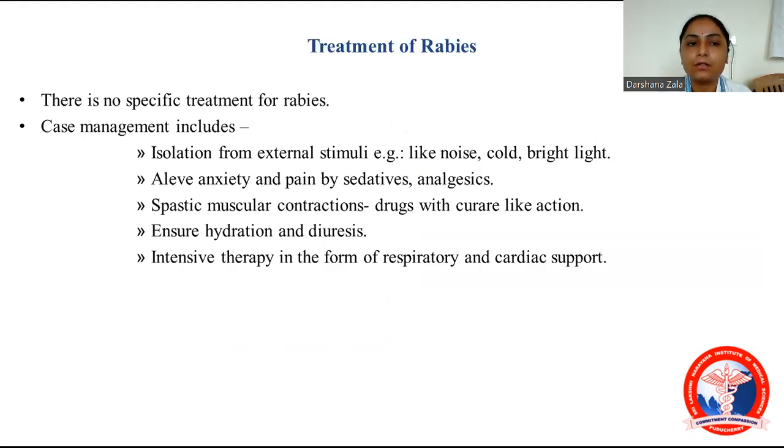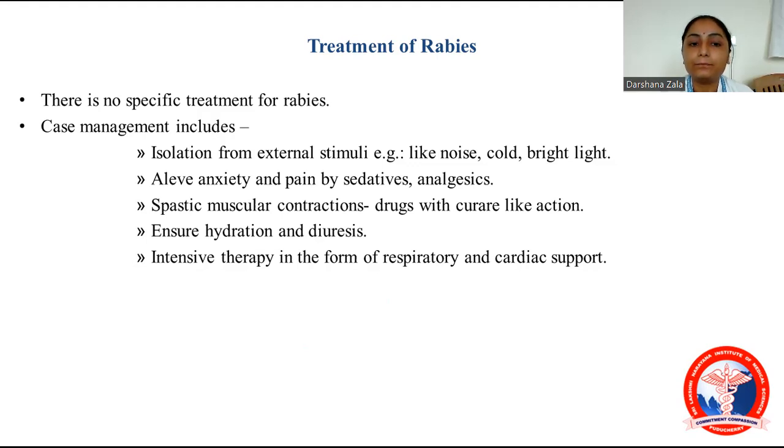Treatment of rabies. Till now there is no specific treatment for rabies, but we can manage the patient, which includes isolation from external stimuli like noise, cold, and bright light. So we will ask the patient to sit in a closed dark room. Then for anxiety, we can give anti-anxiety drugs, sedatives, and analgesics. For analgesia, we most commonly use morphine, up to 45 milligrams dosage. You can give repeated doses also.